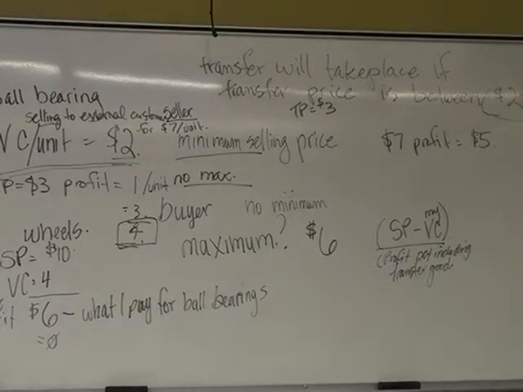So there is a formula here that helps you calculate what the transfer price would be if a division had no idle capacity.